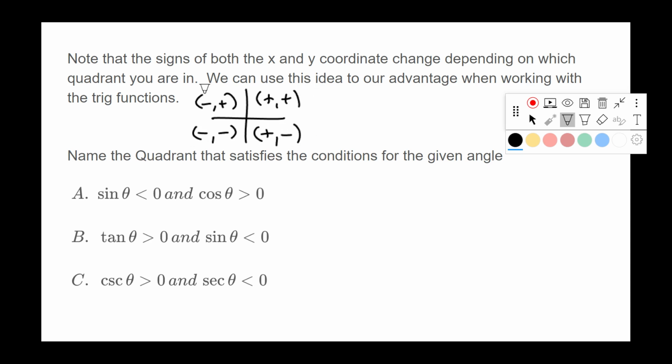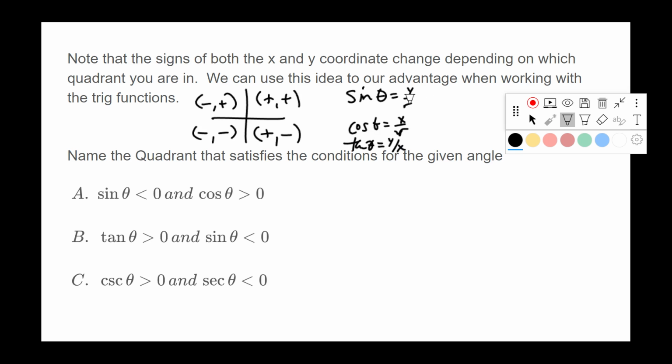But what we can do is, since we know that, and we also know the trig functions, so the sine of theta is y over r, cosine of theta is x over r, and tan theta is y over x.